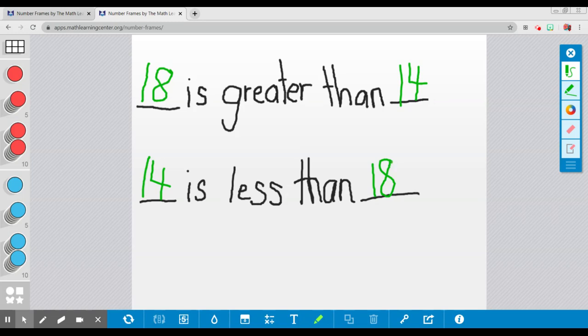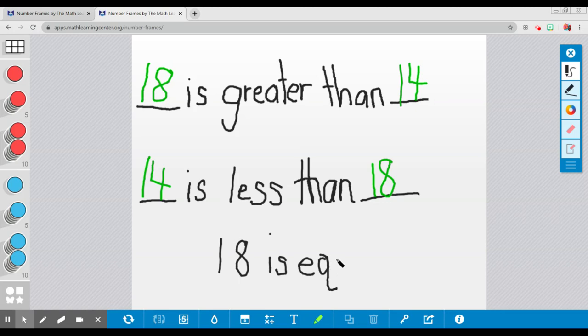What do you think we would say if we both counted the same amount? So let's say I counted 18 and my friend counted 18. What would we say? Ah, did you say 18 is equal to? Very good. Equal to. Equal to means we both have the same amount.